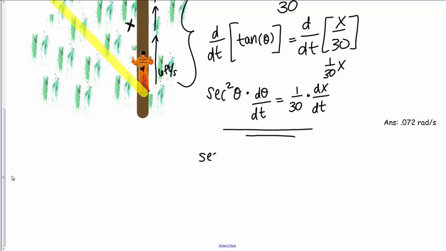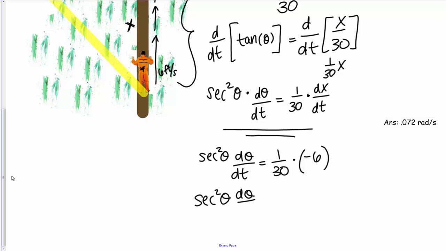So I have secant squared theta d theta/dt equals 1/30 times negative 6. Okay, so that's going to give me secant squared theta d theta/dt equals negative 6/30. And if I reduce this, I get secant squared theta d theta/dt equals negative 1/5.